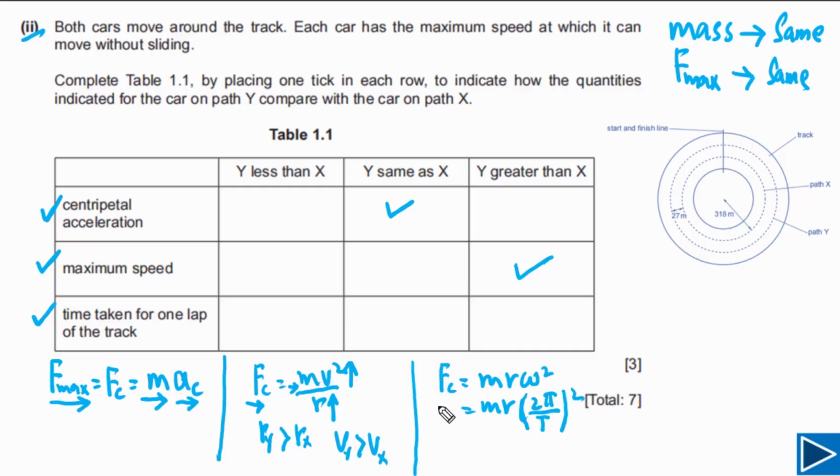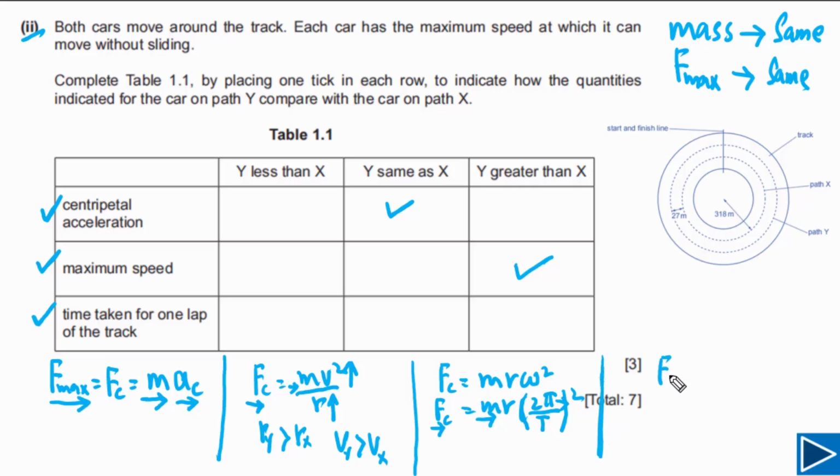Now if you look at this equation again, this is Fc, which is the same, mass is the same, and 2 pi is the same. Now we are left with r and T squared. So if r is bigger, let me write it down in detail.